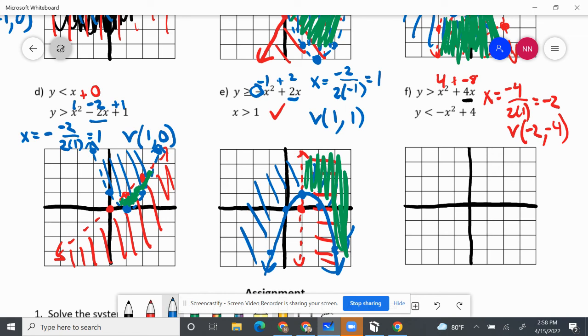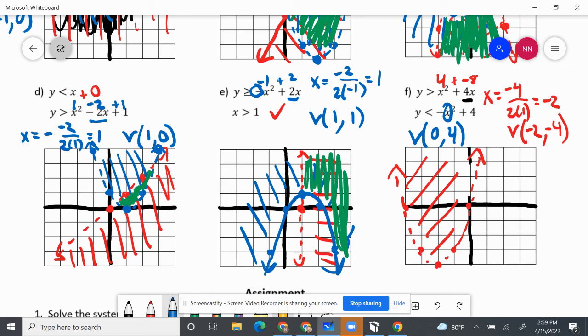Then for the other one, I see that there's no b value, so that makes it really easy. The vertex is at 0. When I plug in a 0, that gives me a 4. So for the first one, we have negative 2, negative 4, and I follow my pattern with a dashed line. And since it's greater than, we shade above.